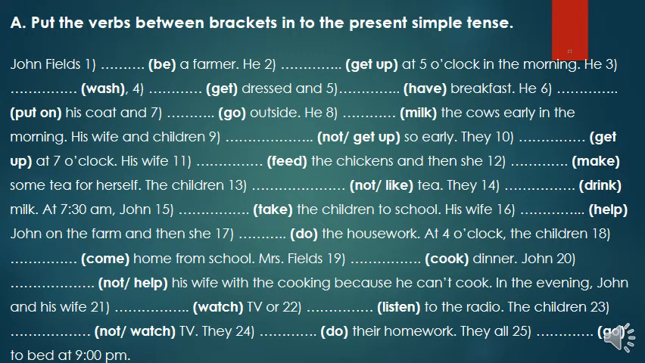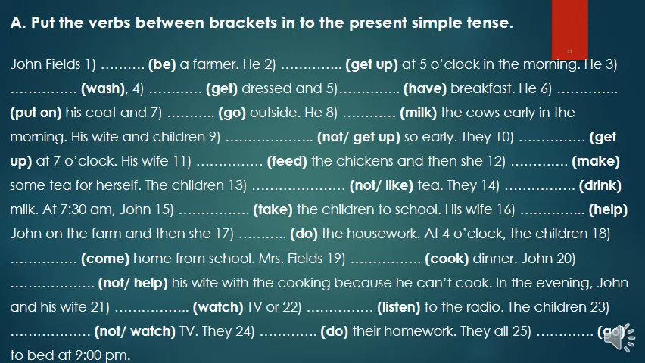He, again, as we said, is a singular pronoun. Washes. Here, remember the rule, we have to add es to the verb because it ends with sh. So he washes. Get dressed. We are still talking about him, so he is the pronoun also. Gets dressed. And have breakfast. Because he is a singular pronoun, have becomes has. So the sentence becomes: he washes, gets dressed, and has breakfast.